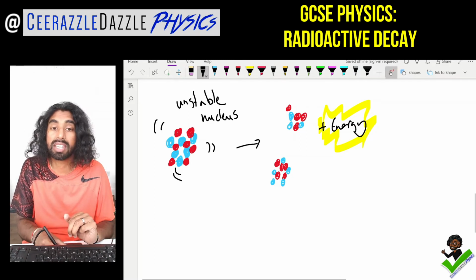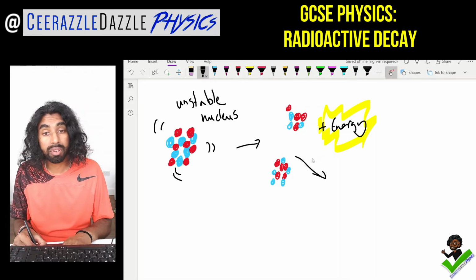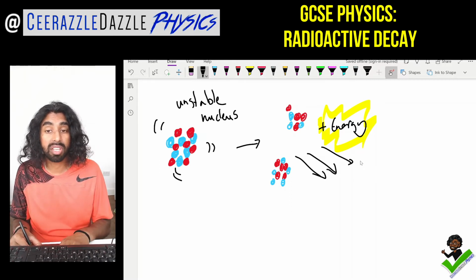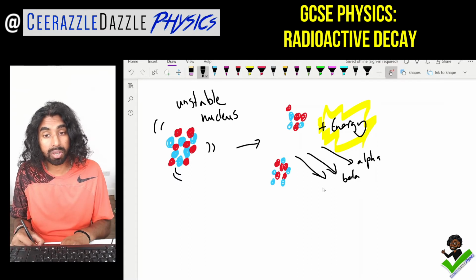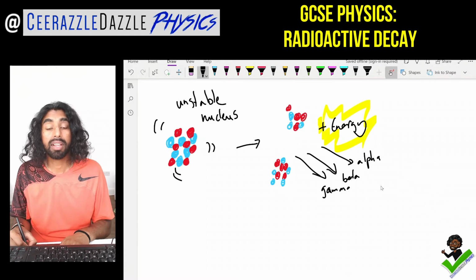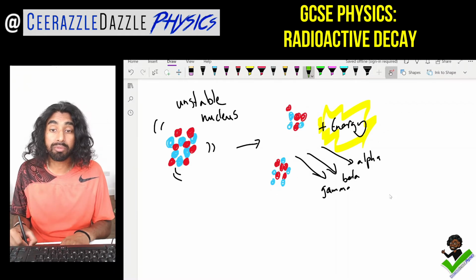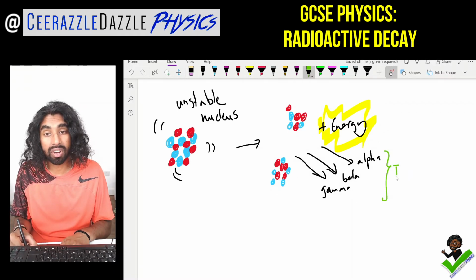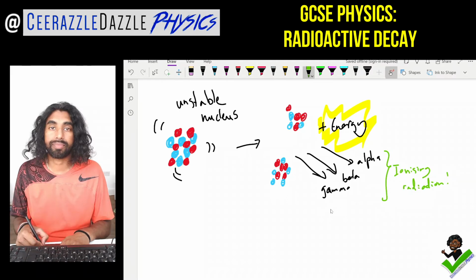What else can come out are three different types of radiation. Some of them are called alpha, some of them are called beta, and some of them are called gamma. And all three of these are forms of ionizing radiation. Wonderful.